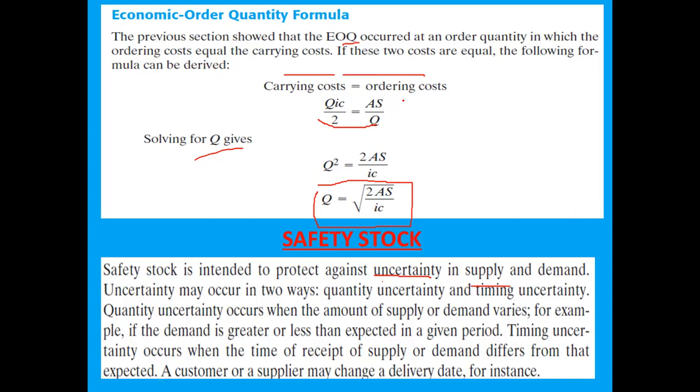So the first thing is quantity. Quantity means how much you are getting in, in kilograms or tons. Timing means the day, or next day, or the day after tomorrow. The timing uncertainty. Quantity uncertainty occurs when the amount of supply or demand varies.